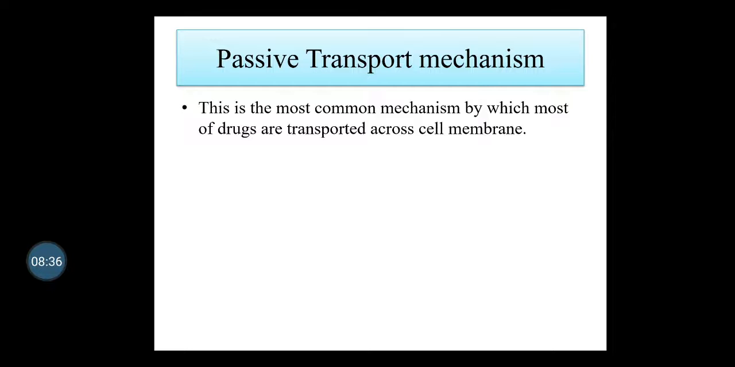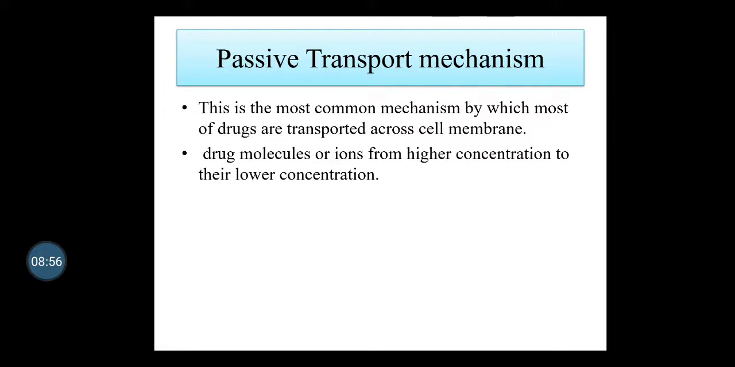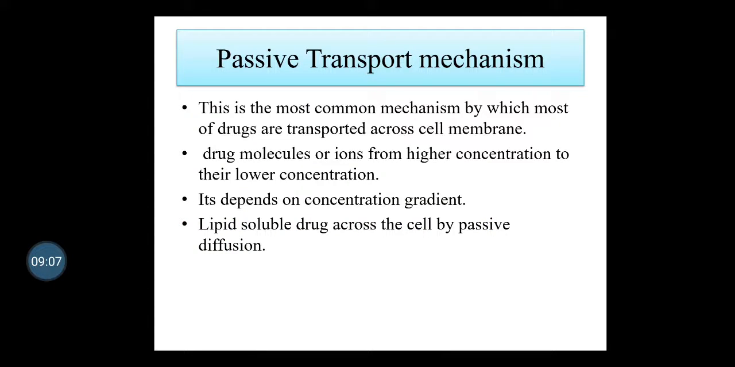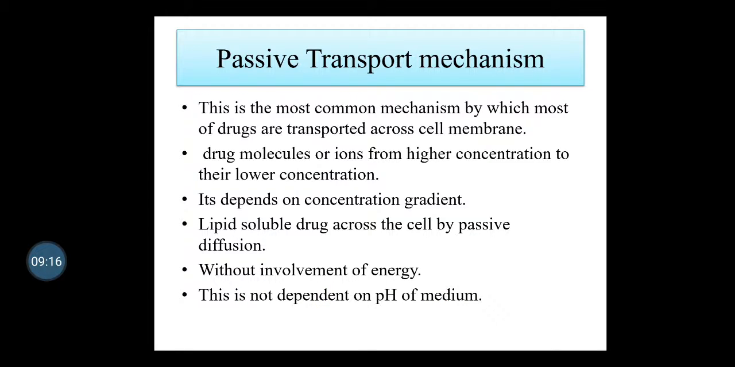Drug molecules diffuse from a region of higher concentration to a lower concentration until equilibrium is attained, and the rate of diffusion is directly proportional to the concentration gradient across the membrane. It is called Fick's law. Drug molecules or ions move from higher concentration to low concentration. It was Fick's first law. It depends on the concentration gradient. We also see that lipid soluble drugs cross the cell by passive diffusion without involvement of energy. This is not dependent on pH of the medium.